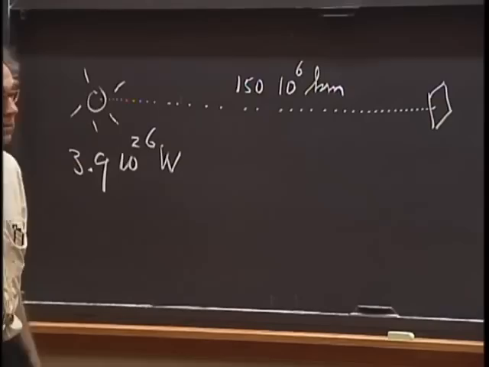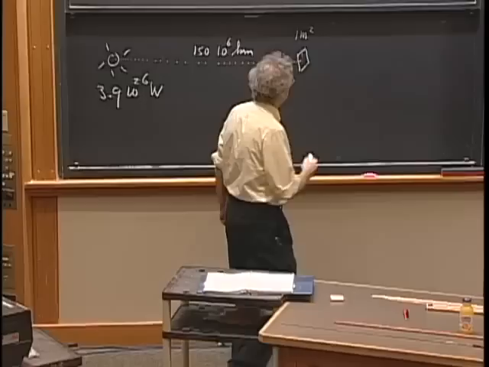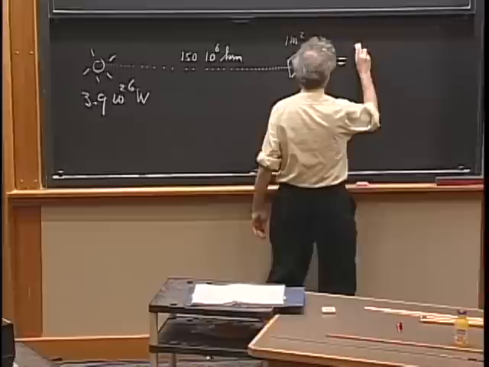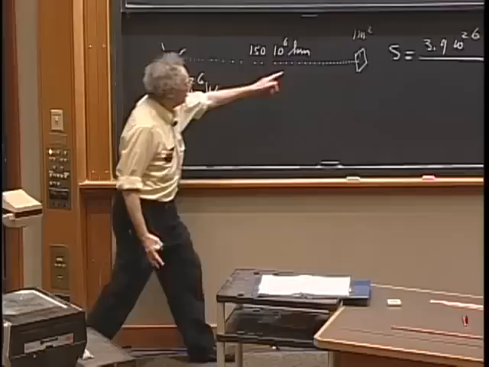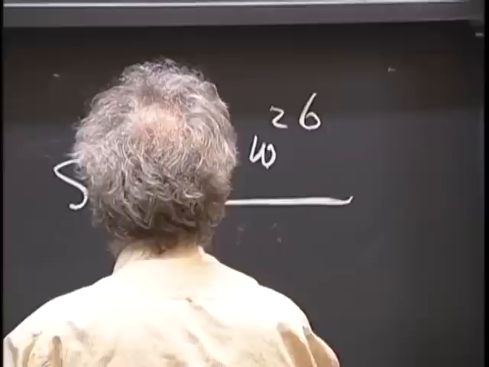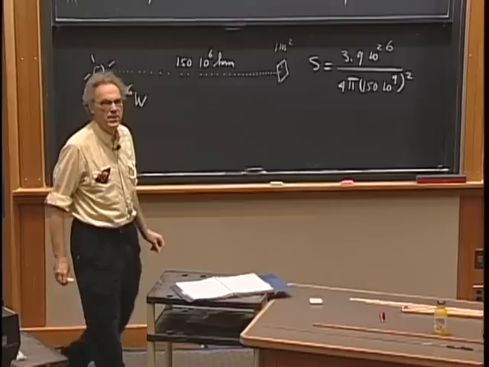So I can calculate now how many joules per second go through 1 square meter here. And this 1 square meter is held perpendicular to the direction to the sun. So that value for S is, of course, the radiation that leaves here. That is my 3.9 times 10 to the 26. And now I have to divide it by the entire surface area of the sphere, which goes in all directions, that has this radius. And that surface area is 4 pi times that radius squared. So that is 150 times 10 to the 9th, because I have to go to MKS units, squared. And that is now the number of watts per square meter that we receive at Earth from the sun.